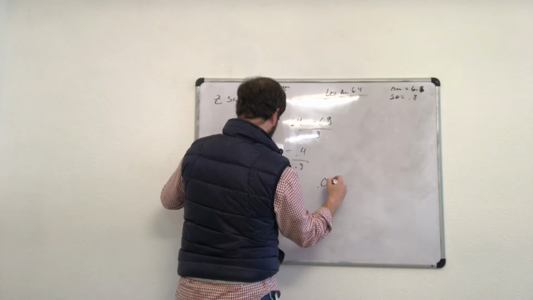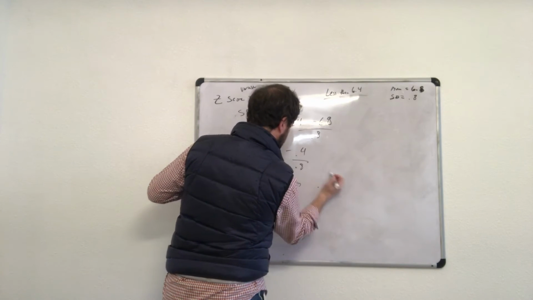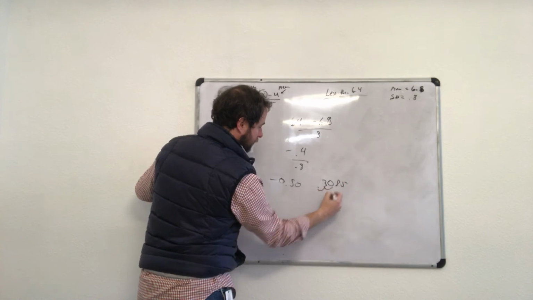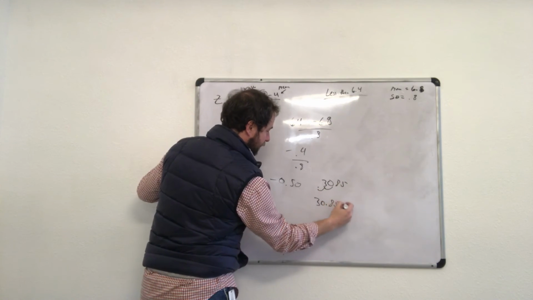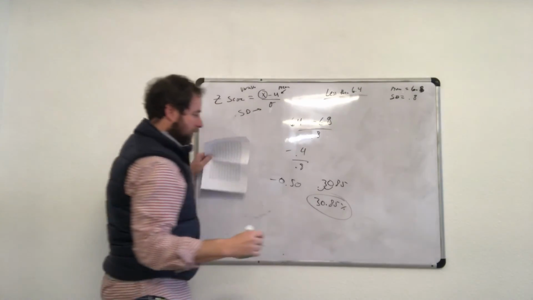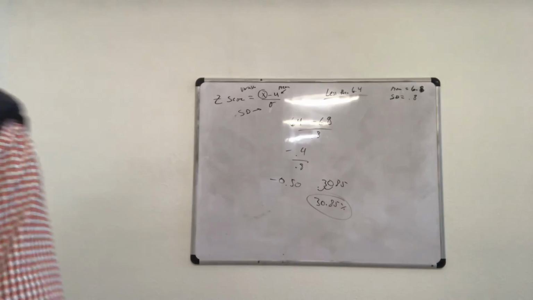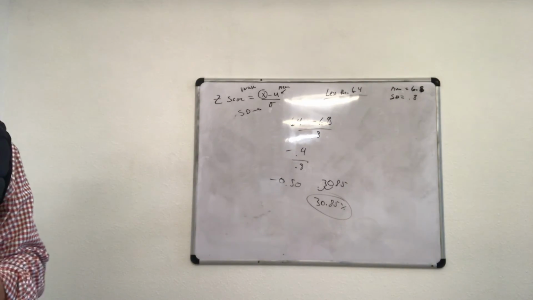0.3085, which, moving the decimal point twice, would be 30.85% of the babies born in this hospital are less than 6.4. So that is one of the simpler ways to find z-score.